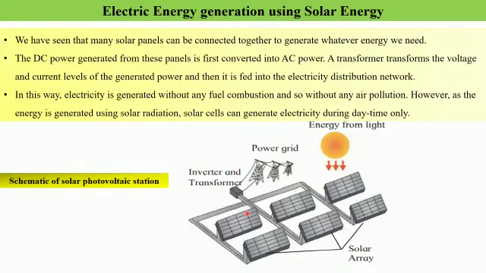Here we have a schematic for solar photovoltaic station. Here we can see a number of solar panels and they have been connected to one another so as to form a solar array. Here we have an inverter which converts direct current to alternating current, and the transformer which increases the voltage finally to deliver the electrical energy to the power grid or the electricity distribution network, from where it will be carried to run various equipments and various other purposes.